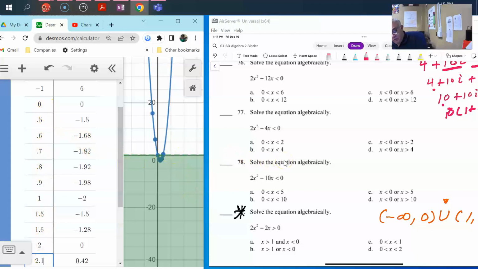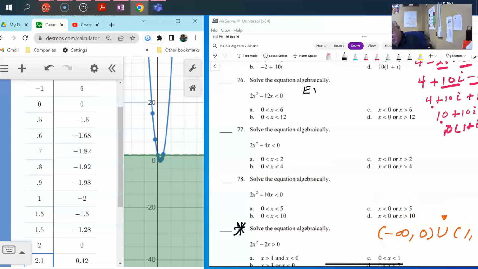So the way you express your answer in interval notation, it's going to be all the numbers starting at 0 to 2. So it's from 0 to 2. That's going to be the answer. That's what's going to make the y values less than 0.